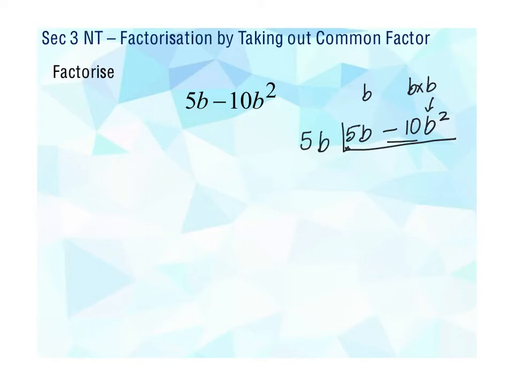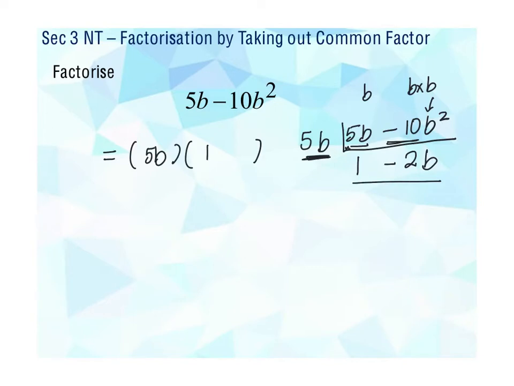Let's check. 5b divided by 5b. Is there nothing? No, the answer should be 1 unit. So 5b divided by 5b is 1. Next one, negative 10 divided by 5 will give you negative 2. B squared divided by b, I have b left. So writing this down as the answer in terms of its factors, do not throw away 5b. So this will be 5b, and then 1 minus 2b.